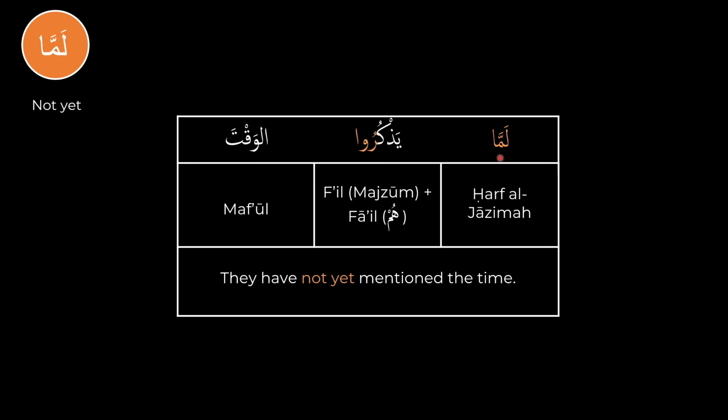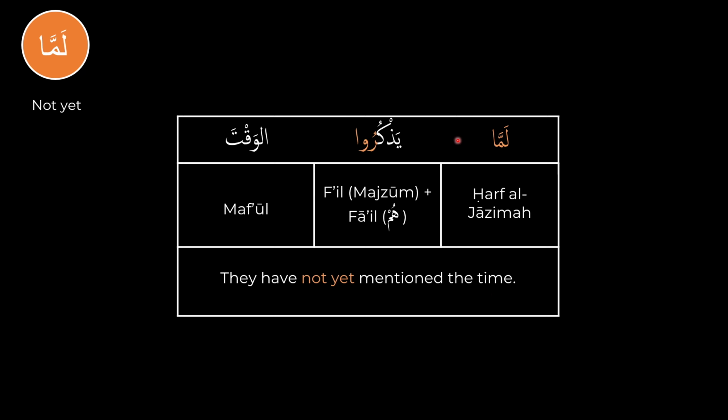So here we have lamma yathkuru al-waqta, and lamma is going to be our harf al-Jāzimah, right? And it's going to cause the present tense verb to go into majzoom, right? And the fa'il is inside, which is hum. That's why it's yathkuru. And then we have the maf'ul, which is waqta, and we know it's maf'ul because of the fatha. So this becomes they have not yet mentioned the time. And lamma is giving the meaning of not yet.